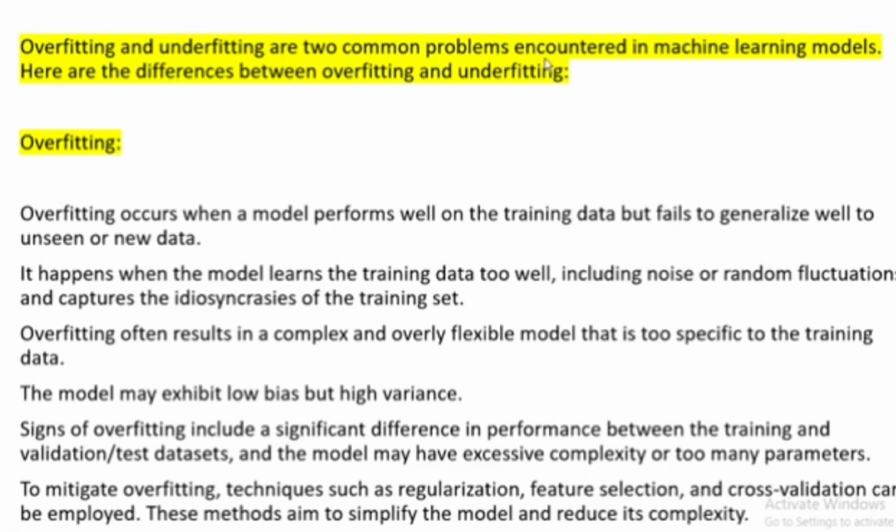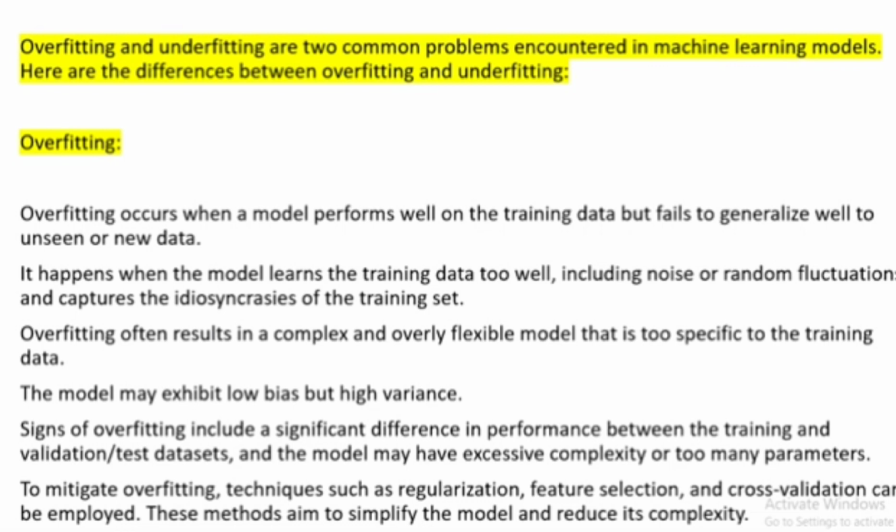Overfitting and underfitting are two common problems encountered in machine learning models. The difference between overfitting and underfitting: overfitting occurs when a model performs well on the training data but fails to generalize well on unseen or new data. It happens when the model learns the training data too well, includes noise or random fluctuation, and captures the idiosyncrasies of the training set. Overfitting often results in a complex and overly flexible model that is too specific to training data. The model may exhibit low bias but high variance.